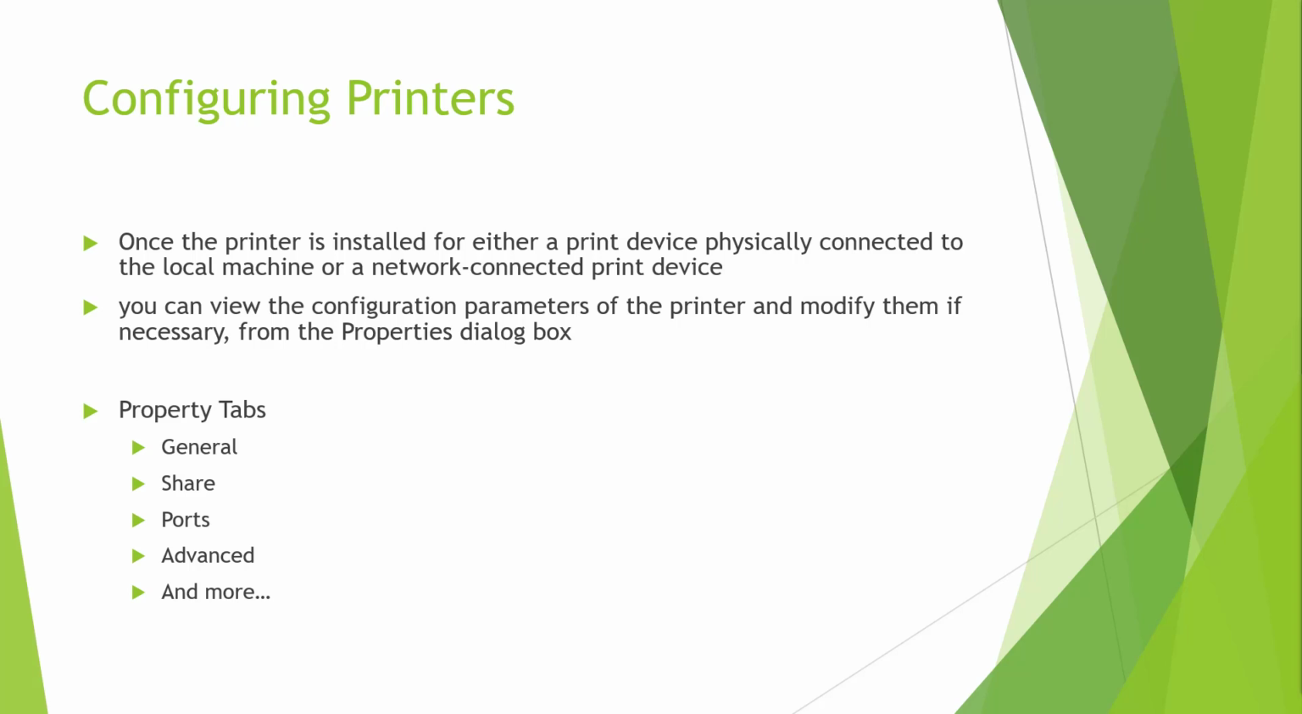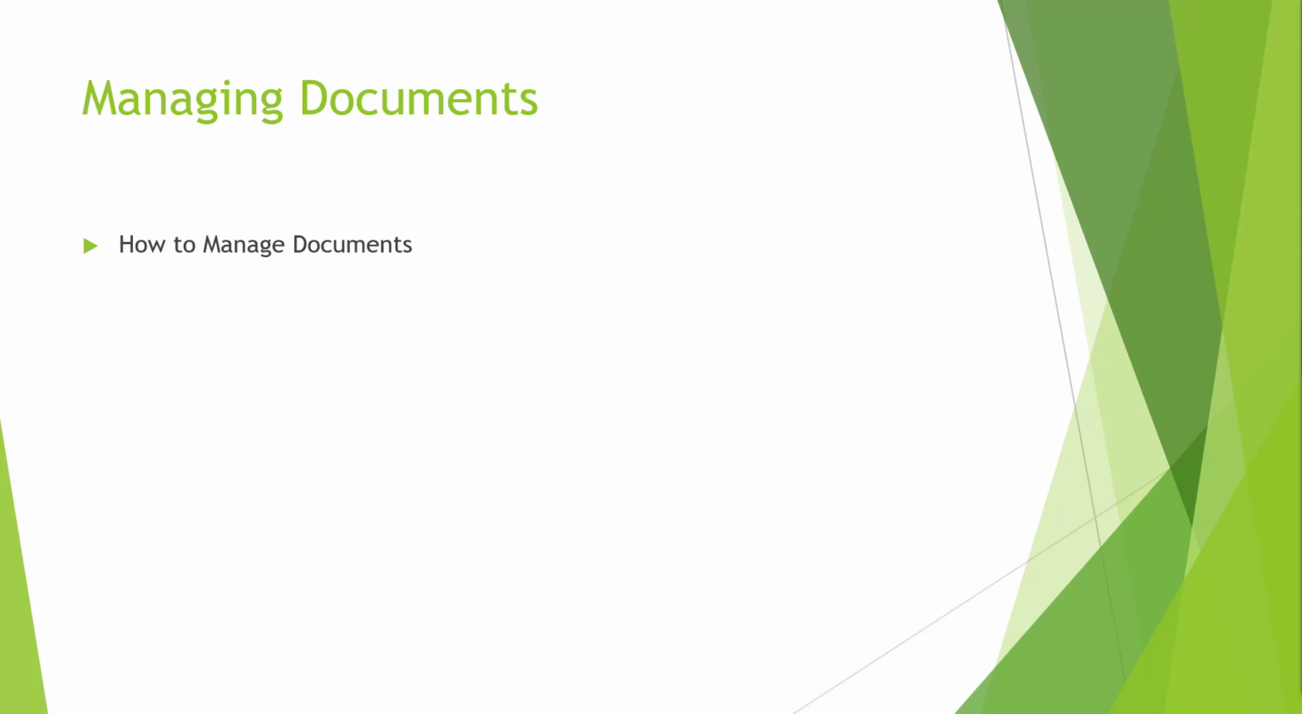The Sharing tab allows you to share the printer if it wasn't already shared before. The Ports tab is going to show you the list of ports. The Advanced tab will be various configuration parameters based off of the printer. Alright, so a user sends the print job to the printer or the print device. Now what? Well, we have to talk about managing the document.